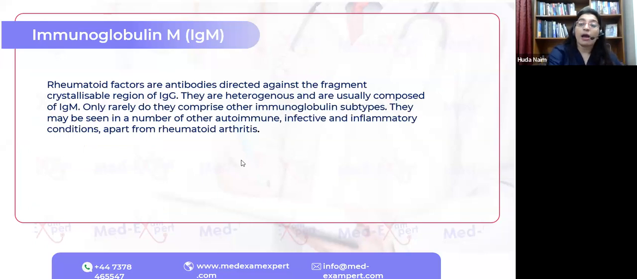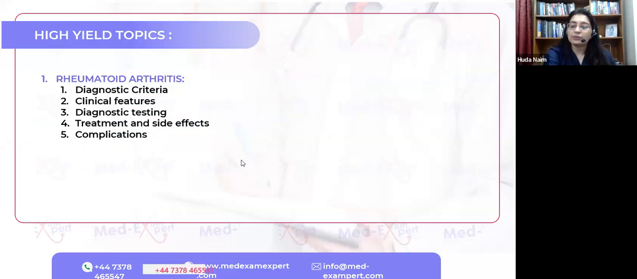Okay. So how will you use this question whilst you are preparing for your exam? Once you've come across a question of rheumatoid arthritis, they're asking you the antibodies, they could have asked you the diagnostic criteria, or what are the different clinical features, or what are the respiratory complications of rheumatoid arthritis. They could have asked you about the diagnostic testing.